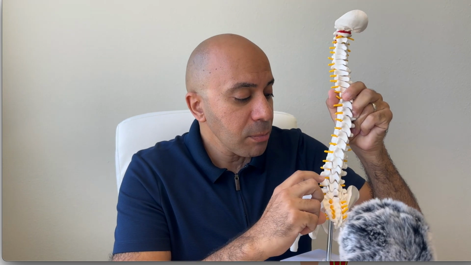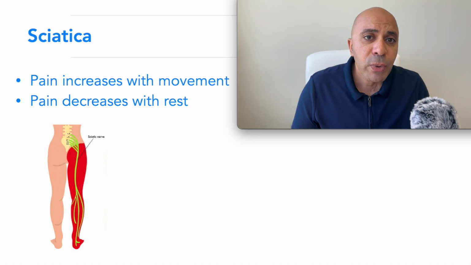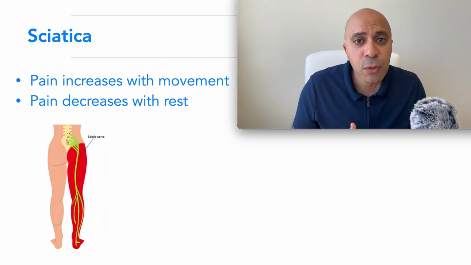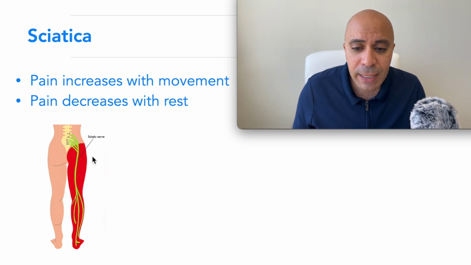A common symptom is that patients complain of sharp shooting pain going down from the buttock and hitting the back of the thigh or back of the leg area. With sciatica, usually the pain increases with movement and decreases with rest. And as you see here in this image, the sciatic nerve comes from L4 to S1 and distributes back to the buttock, the leg, and the thigh area.